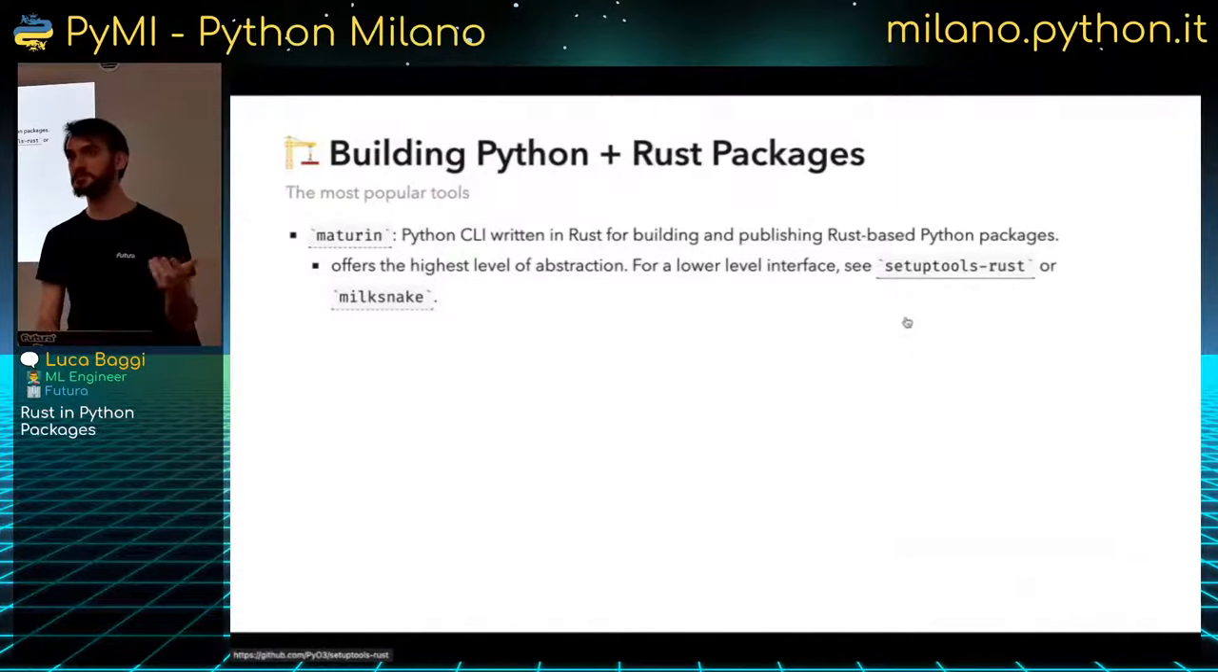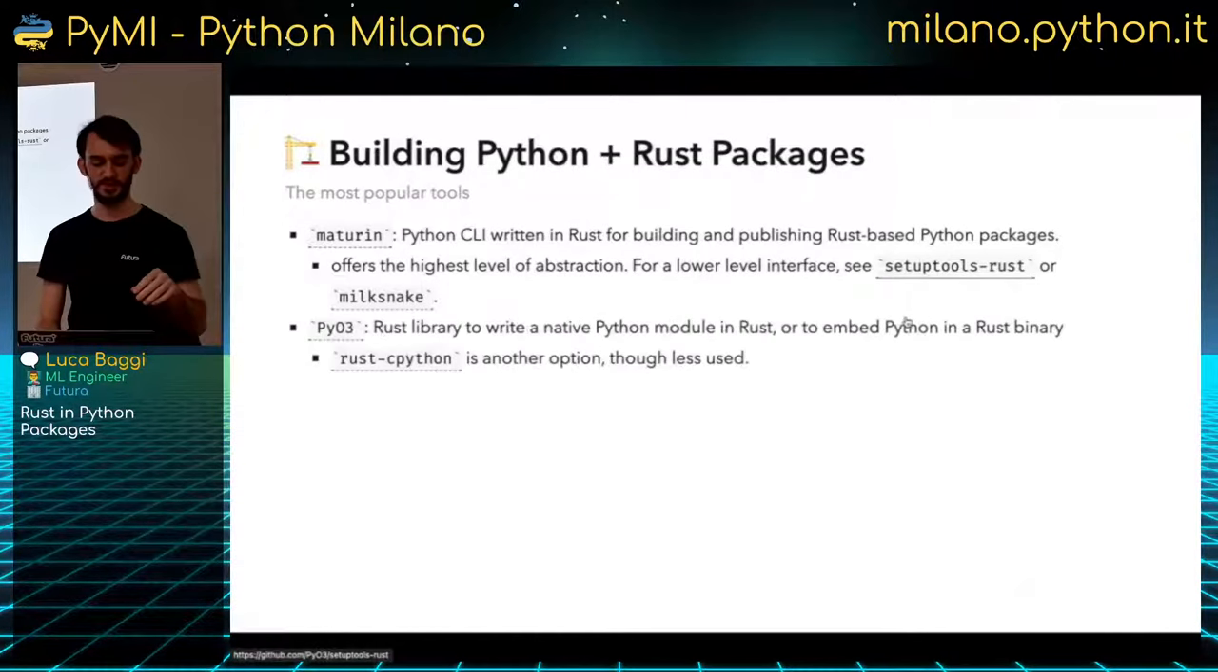There are alternatives, but this is the one with the highest level of abstraction with the least required amount of reconfiguration. And also there is PyO3, which is the library, actually the crate, that is used in Rust to create the bindings. So basically you import a function in Python, which under the hood actually calls Rust.